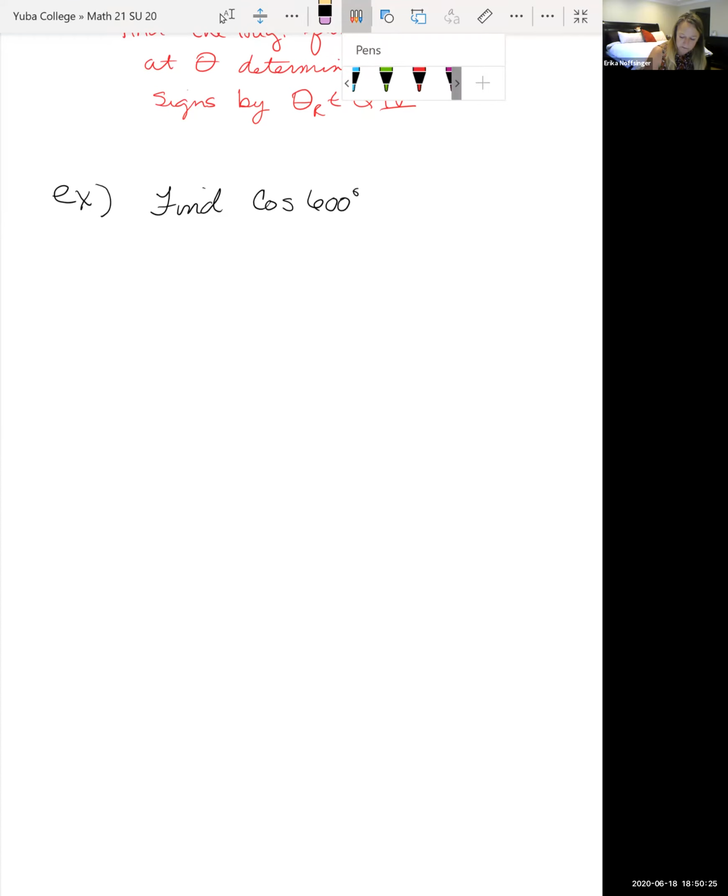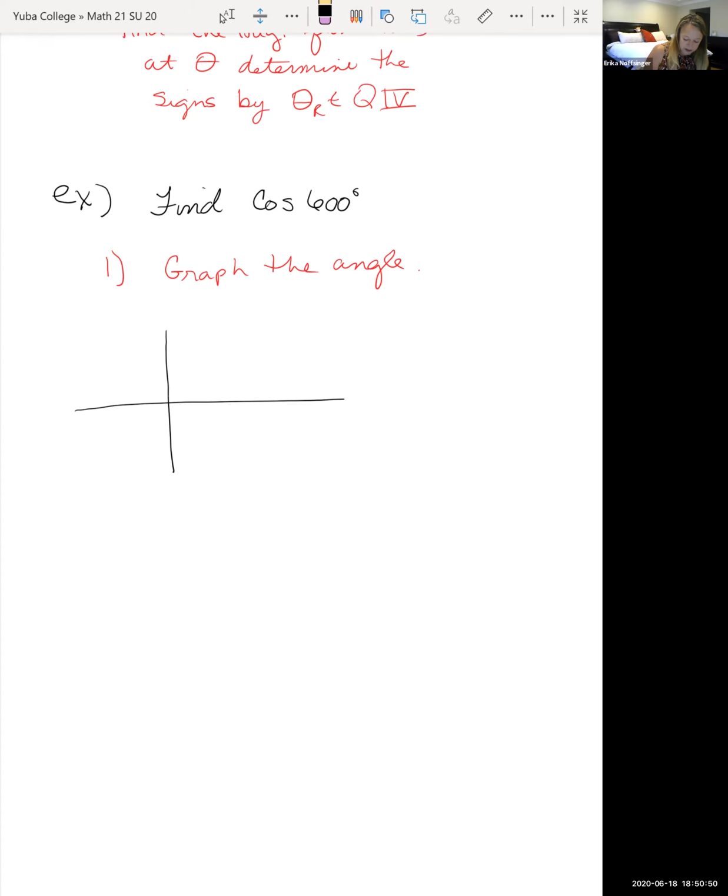When you are doing these, this is how you're going to set it up. So first thing that you want to do is graph the angle. We want to graph where 600 degrees is. Okay, so I know I have to go at least a full circle. That's 360 degrees. If I subtract 360 from 600, that would tell me what I have left over. So I have 240 degrees left over after making a full rotation.